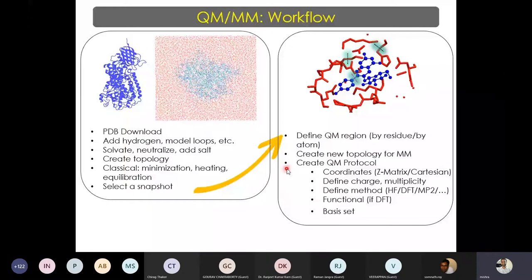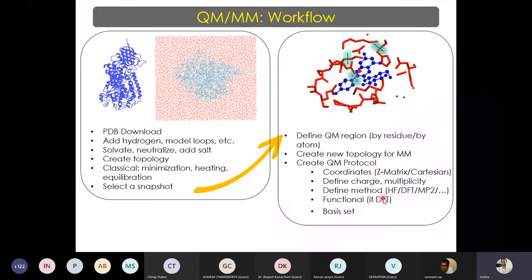What about the QM part? So you have to create a QM protocol. First of all, you need the coordinates, either the Z matrix or, in Cartesian form, the coordinates of the position of each of these atoms. Remember, we are solving within the Born-Oppenheimer approximation. So this position is fixed now. We took it and defined our atoms at those positions.